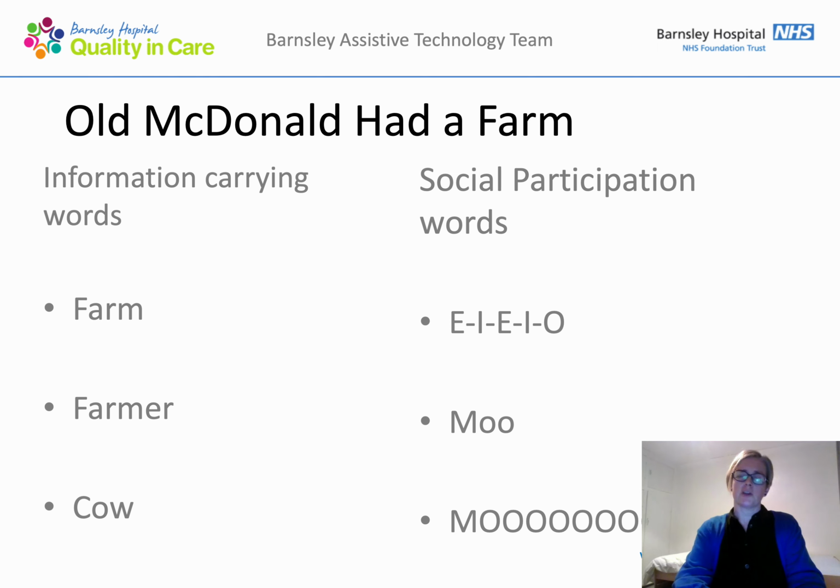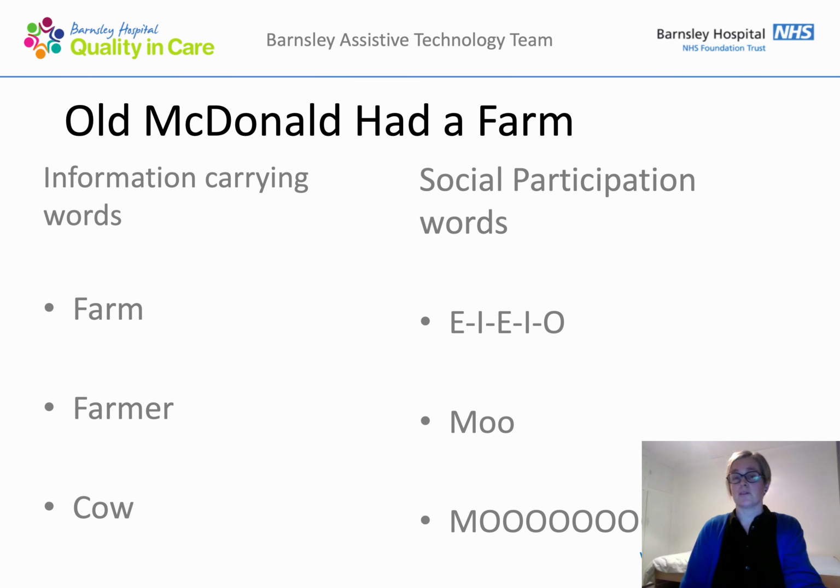So that last slide shows how Soundscape can be used and how it compares to text-to-speech or symbol-to-speech for single words. But what I want to think about now is the different types of words that we could use as well. So for example, if we were doing Old MacDonald Had a Farm, there are some information carrying words, and these may be the words that, if it was being done in class, the teacher may be interested in knowing if the child can produce.